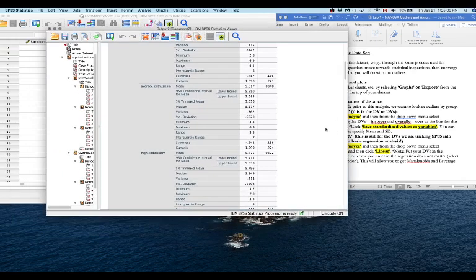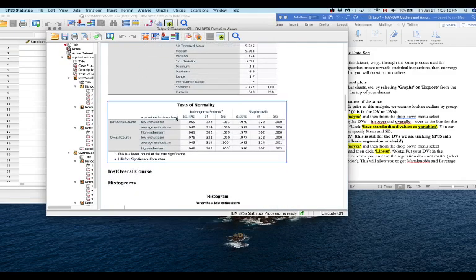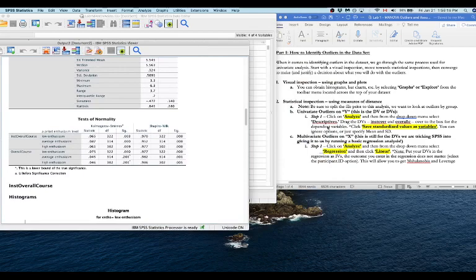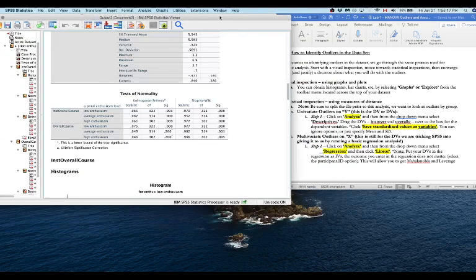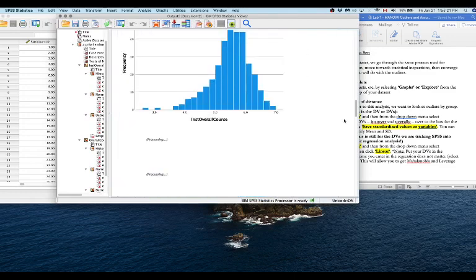But we are here for the visual inspection. And again, test of normality, which we'll actually get a bit later, but that's how you get it anyways.